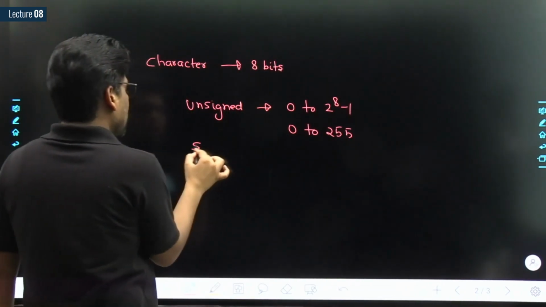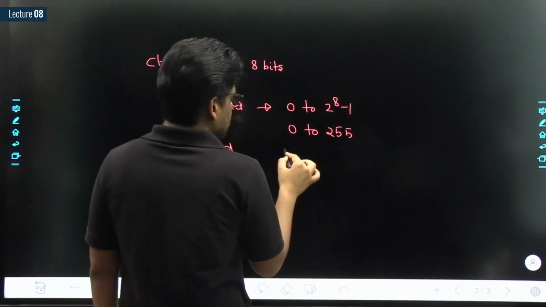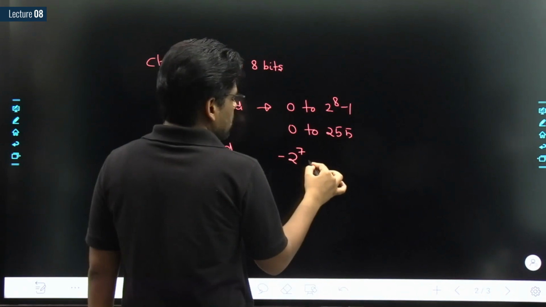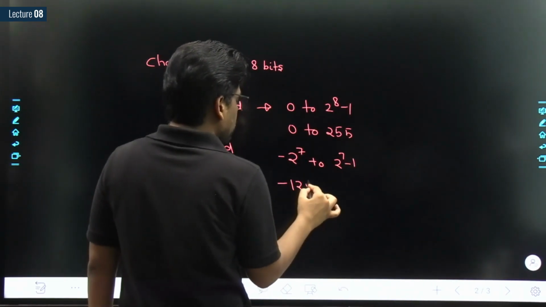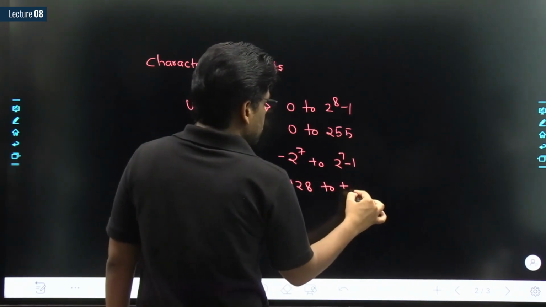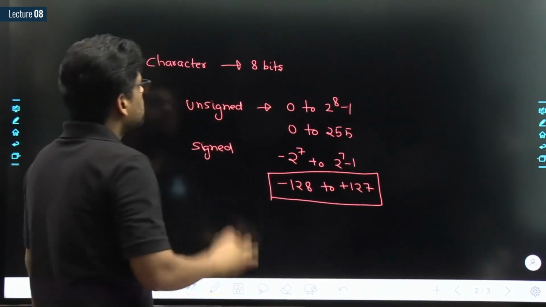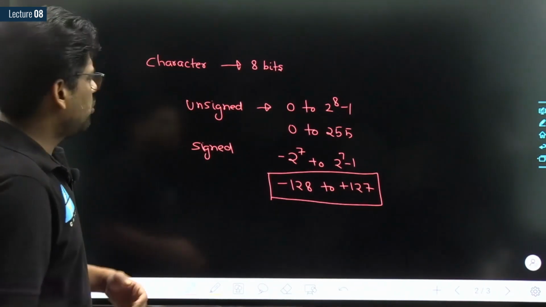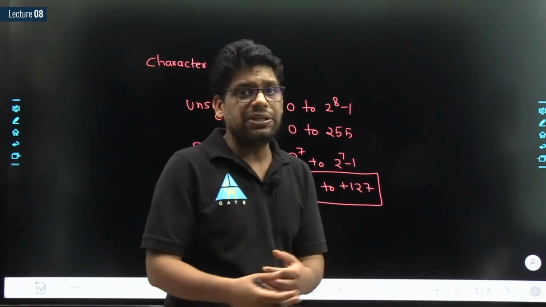But if you talk about signed, then what is the range? Sir, minus 2 to the power 8 minus 1 to 2 to the power 7 minus 1. That is minus 128 to plus 127. So that's how we can compute the range of any data type that supports integer inbuilt.